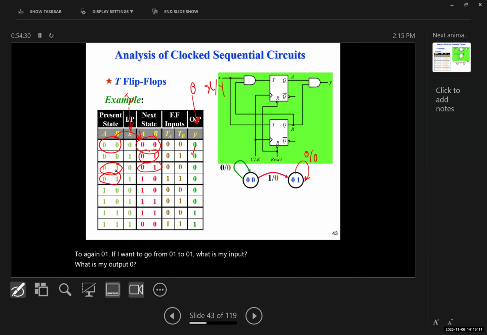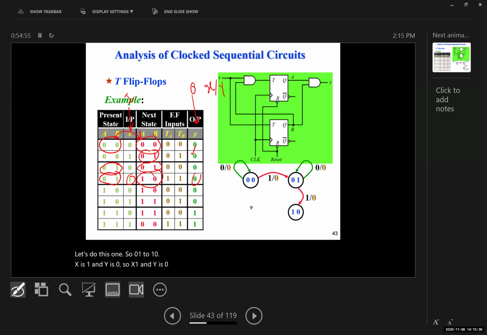The next one, I'm going from 0, 1 to 1, 0. So let's put 1, 0 here. We can put 1, 0 here or there, doesn't make a lot of difference. Let's do this one. So 0, 1 to 1, 0: X is 1 and Y is 0.